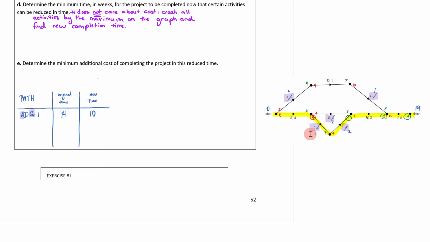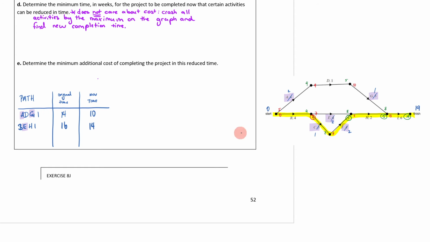The next one that we can consider here is BEHI. The original time of BEHI would be 4 plus 4 is 8, plus 2 is 12, plus 6 is 16. And then looking here, I've only got E in this one, so I can reduce E by 2. And that means 16 would become 14. And then we would keep on going here.